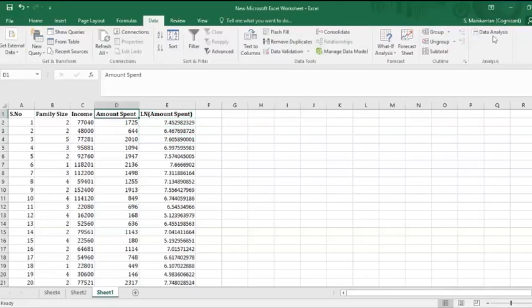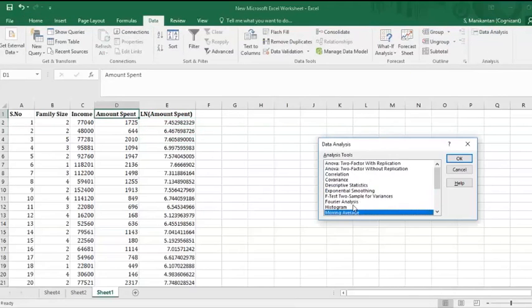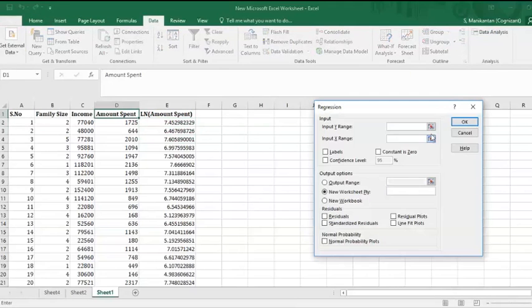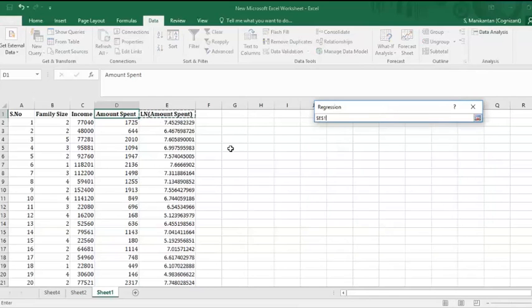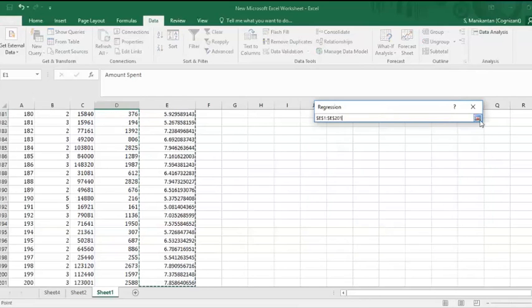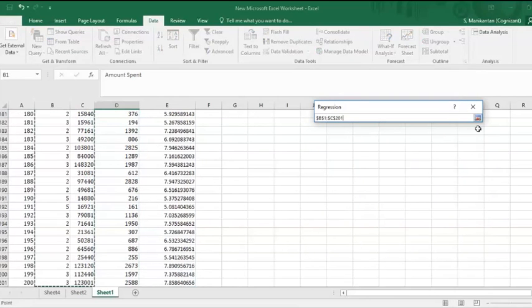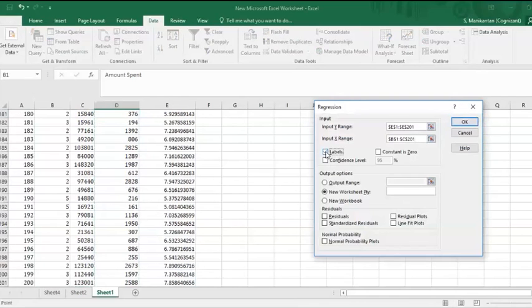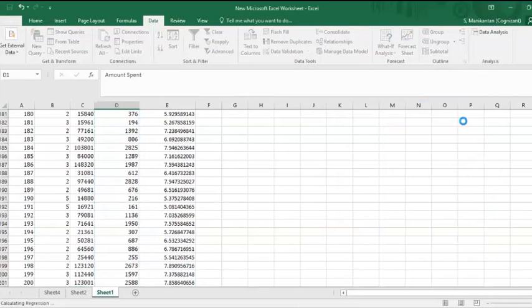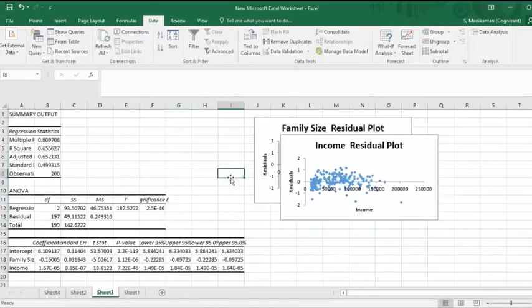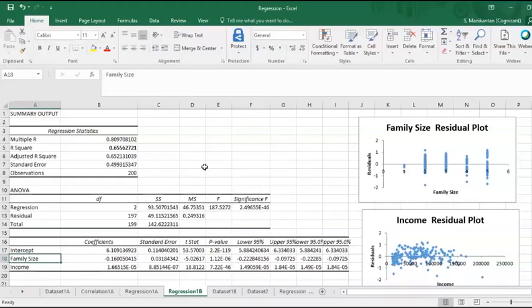Same procedure, data analysis. Regression. So y range this time would be ln of amount spent. X would be family size and income as usual. Labels, residual plots. Okay. This is a regression output.